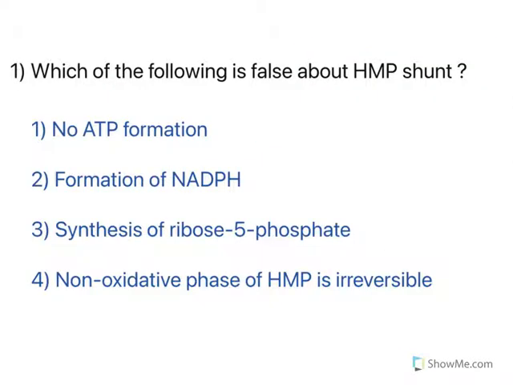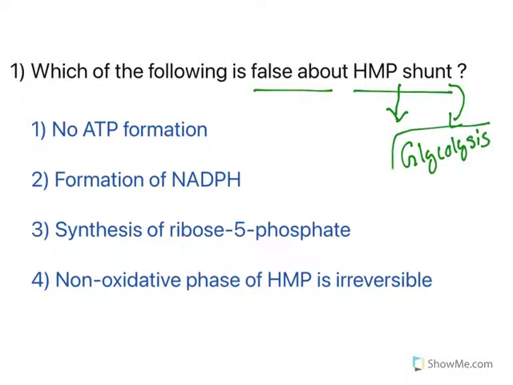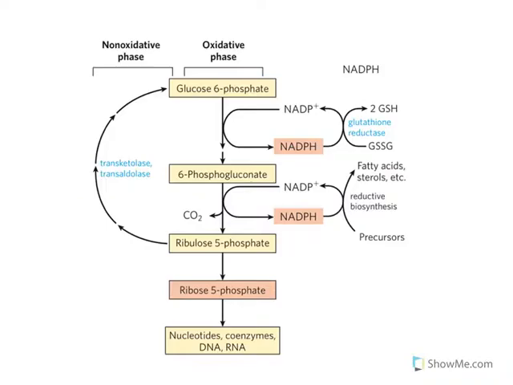Now the first one is, which of the following is false about HMP shunt? HMP means hexose monophosphate shunt. The reason why it is called a shunt is that it is an alternative pathway for glycolysis. In glycolysis, glucose is converted to pyruvate. So there is another pathway for the oxidation of glucose, and that is known as HMP shunt, hexose monophosphate shunt. Let us see briefly about this one.